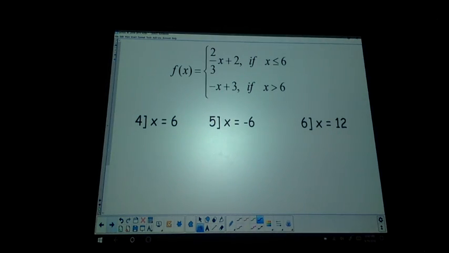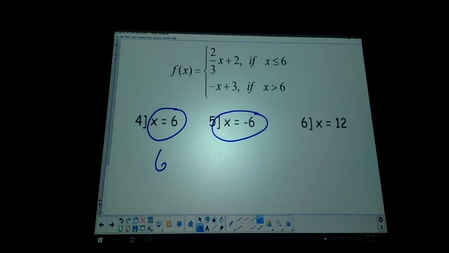Okay, let's try these. Shout out: top or bottom? Top. Okay, if you plug it in, 2/3 of 6 is 4. 4 plus 2 is 6. Bottom. This one's a bottom. That one's a bottom.